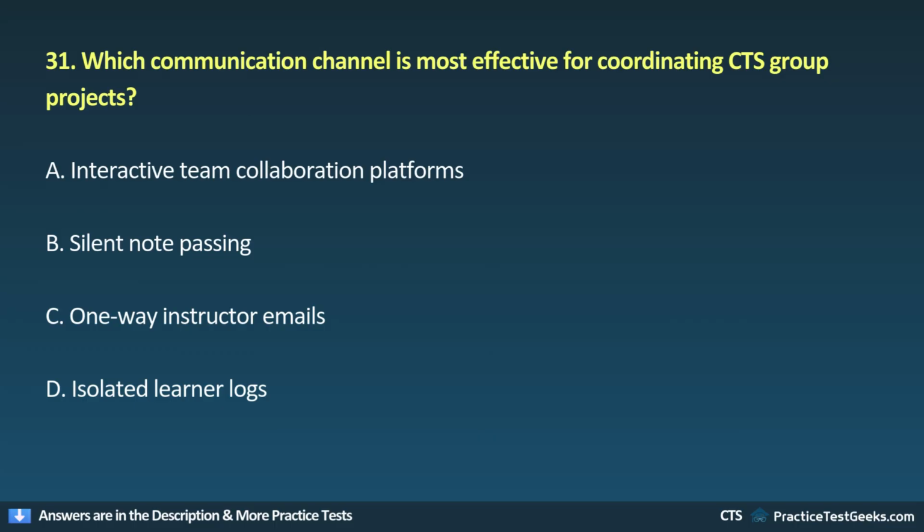31. Which communication channel is most effective for coordinating CTS group projects? A. Interactive team collaboration platforms. B. Silent note passing. C. One-way instructor emails. D. Isolated learner logs.